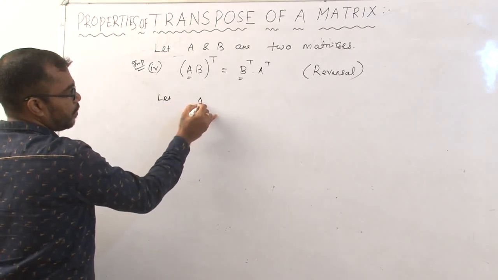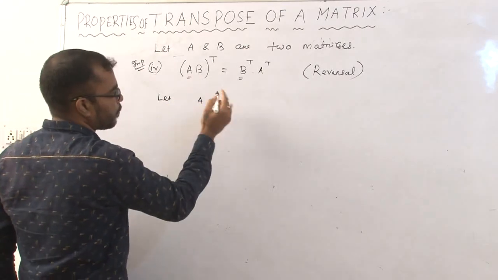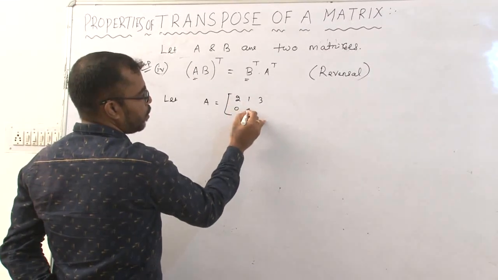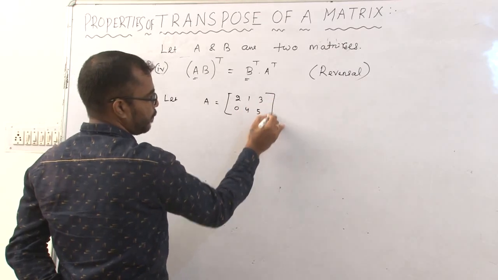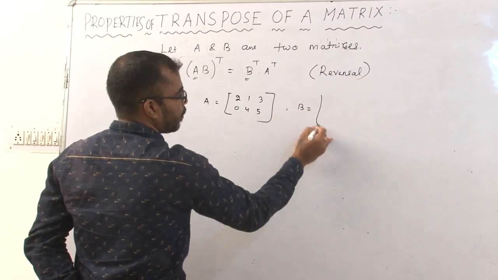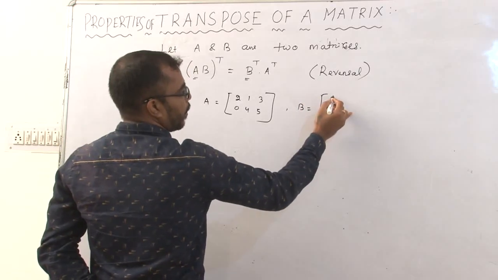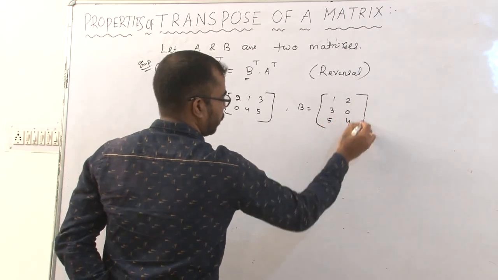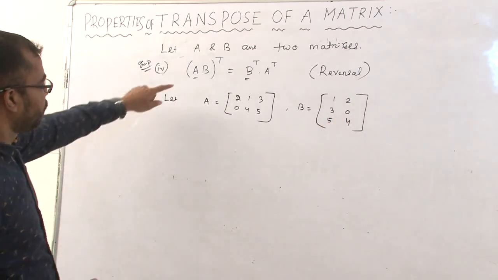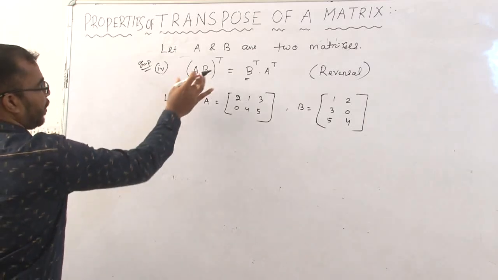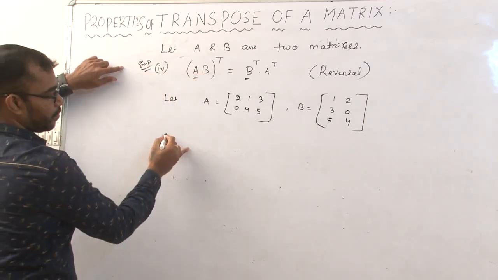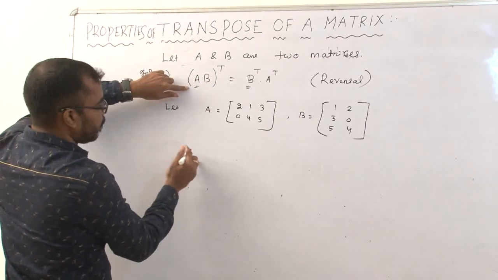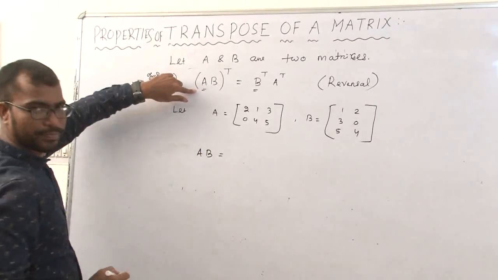Now we check this formula. Let A be a matrix having 2, 1, 3, 0, 4, 5. Another matrix, B, is a matrix having 1, 2, 3, 0, 5, 4. Now, in the left part of this property, we have the transpose of AB. So first we calculate AB.